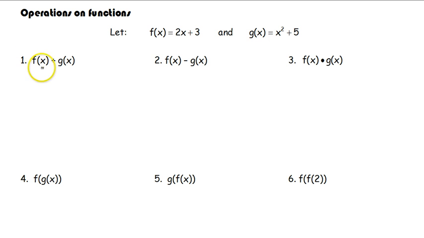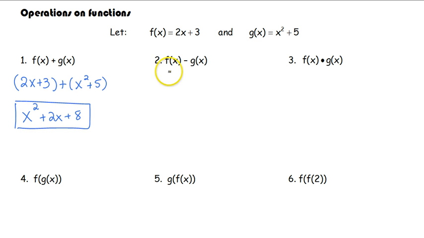So for number 1, when I say take f of x and add g of x, well, this is f of x, our 2x plus 3, and we're going to add that to g of x, which is x squared plus 5. So we're just going to add those two pieces together, which is exactly what we just did in the previous problem. So we're just combining like terms. We've got x squared plus 2x, 3 plus 5 is going to give us 8.